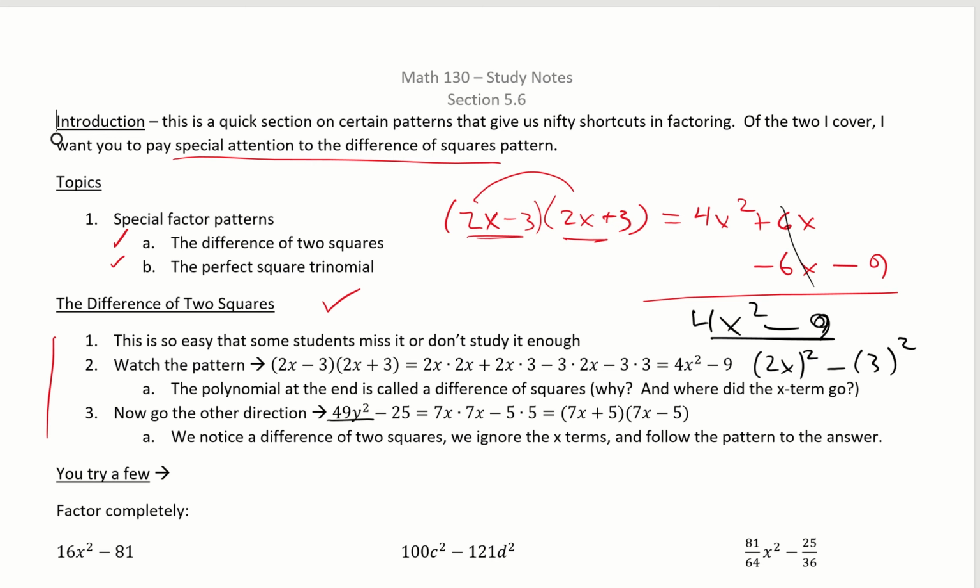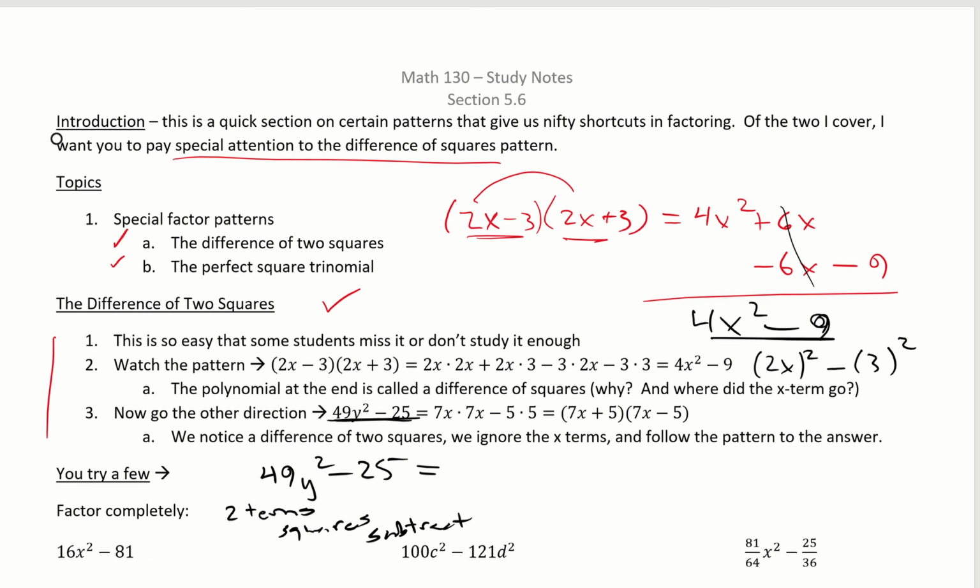So here's an example, a really tiny example. 49y squared minus 25. Okay, you can tell it's a difference of squares pretty quickly because look, it's only two terms and they're squares and they're taking the difference. So it truly is a difference of two squares. Two terms, squares, subtract. That's what's happening on this thing.